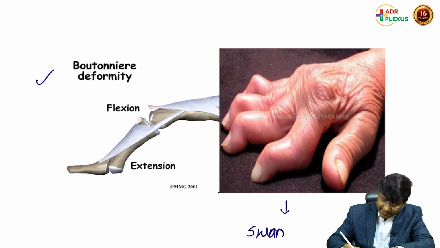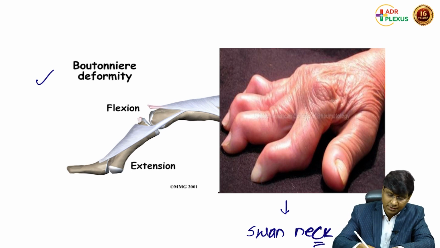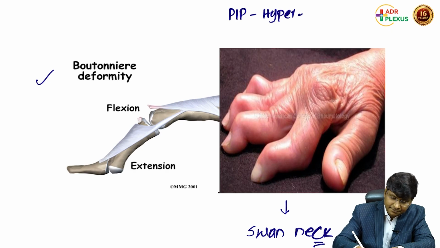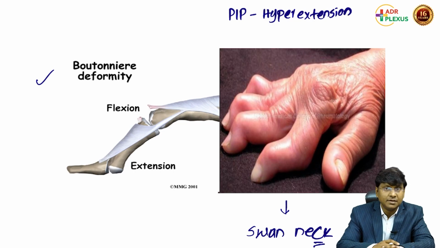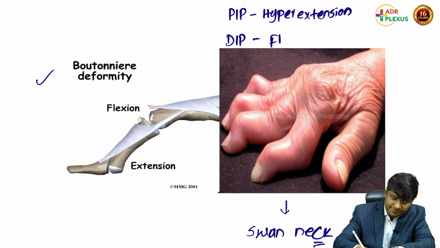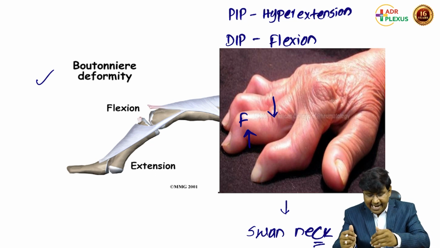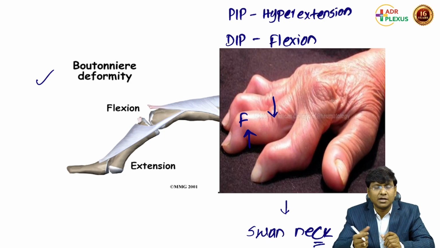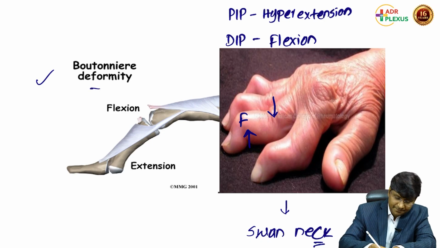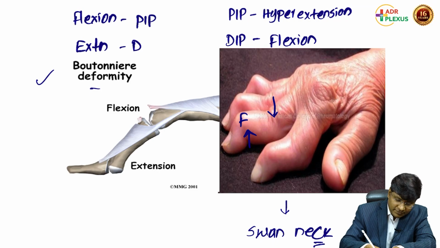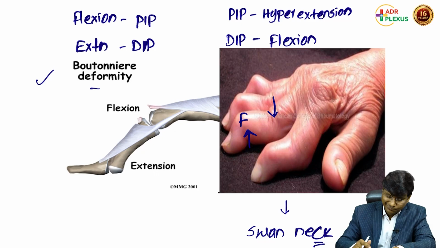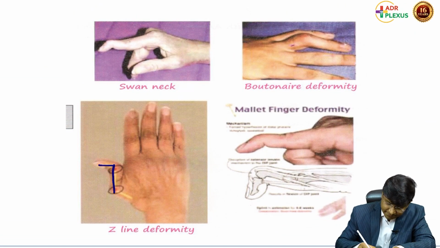Now, where exactly will be the abnormality within the joints? In swan neck deformity, it is in the proximal interphalangeal joint. You have hyperextension at the PIP, and at the distal interphalangeal joint, you have flexion. So hyperextension at the level of PIP, and flexion at the level of the DIP. That is what you will observe in swan neck. And exactly opposite is what you will observe in boutonniere's or buttonhole deformity: flexion at the PIP, and extension at the DIP. Then this will be the Z-shaped thumb.